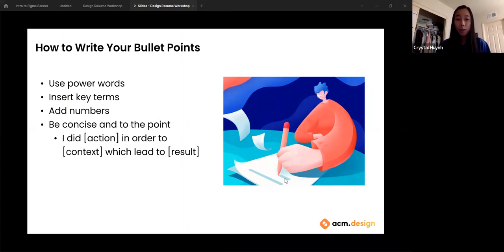But it's totally okay if you don't have any or you can't find any numbers. Numbers just make your resume a lot stronger. Estimations are fine, or if you have concrete numbers, that's even better. Be concise and to the point. With your responsibilities, I'm sure all of you have done so many different things in that role.